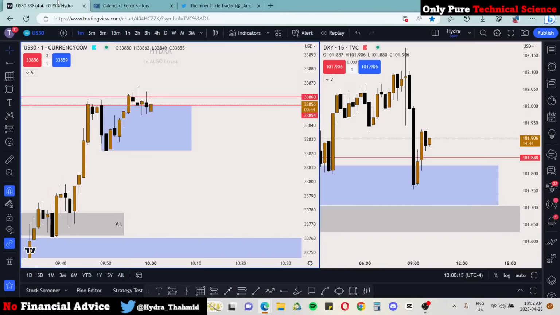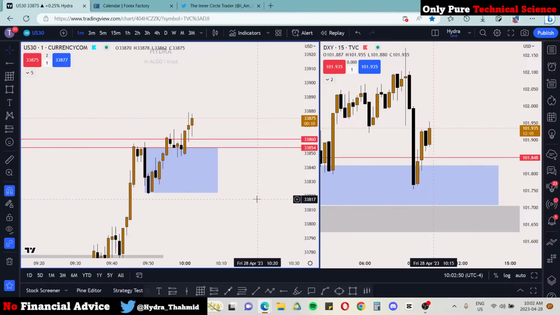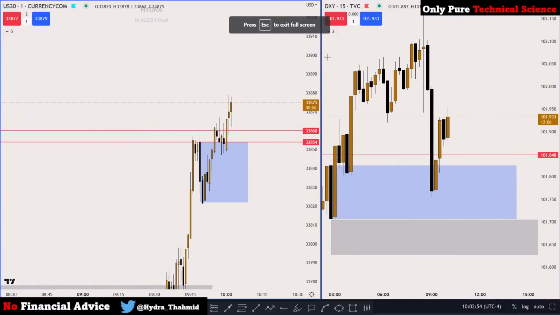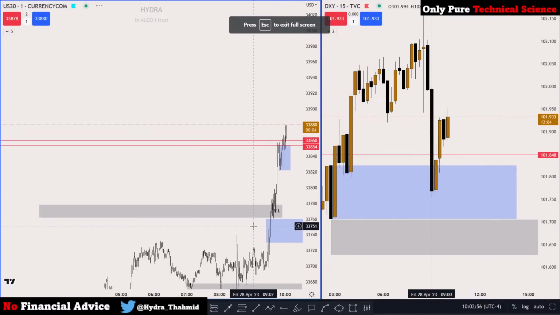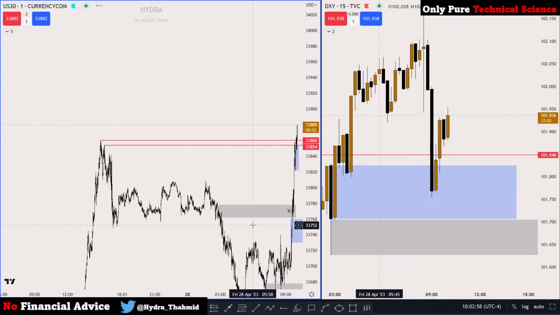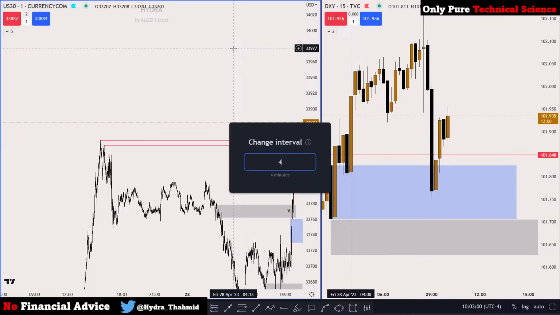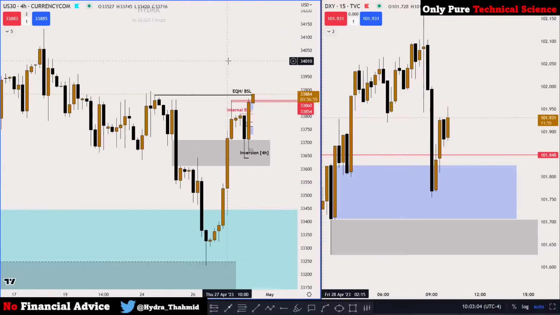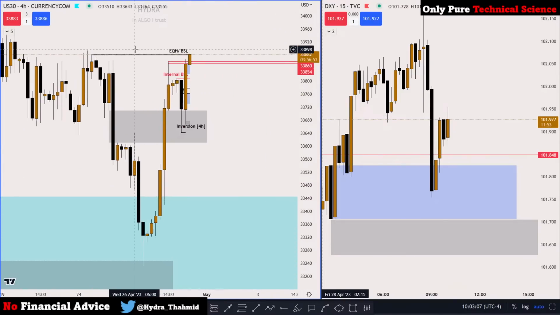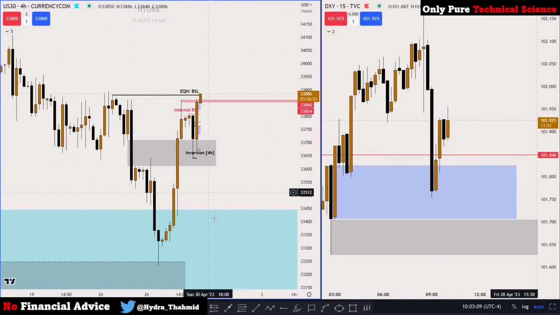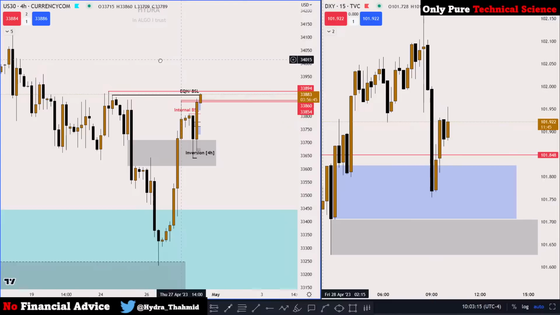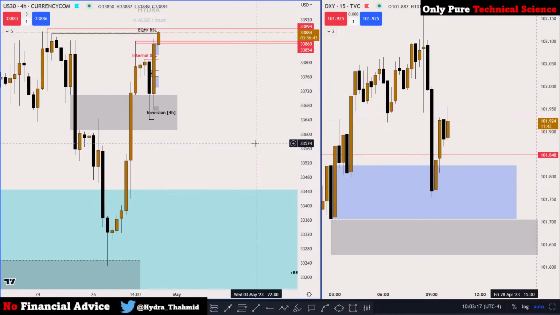Okay, so that's what I see basically. And US 30 didn't close the candle's body below the breaker block, rather it's jumping towards the buy side. Do we have a higher time frame target? Let's see. Do we have a higher time frame target here? Yes, we have this high here, and this high is not taken out yet.